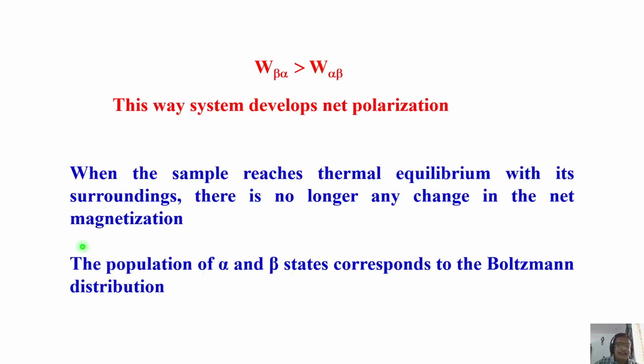Now, when the sample reaches thermal equilibrium, what is going to happen? It attains thermal equilibrium with the surroundings. Then there is no more change in the system, no more change in the net magnetization. The population between alpha and beta states has attained what is expected from the Boltzmann distribution. The populations of alpha and beta states now correspond to the Boltzmann distribution, and there is no more change in the net magnetization.